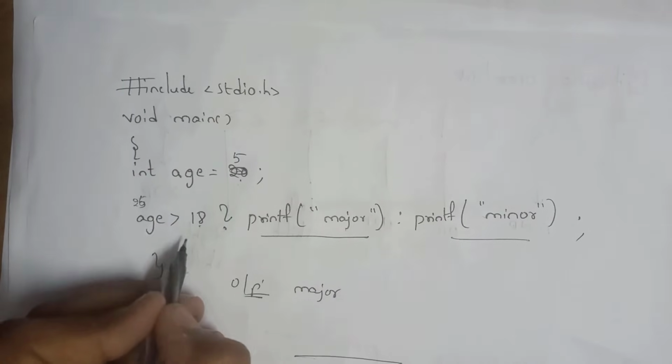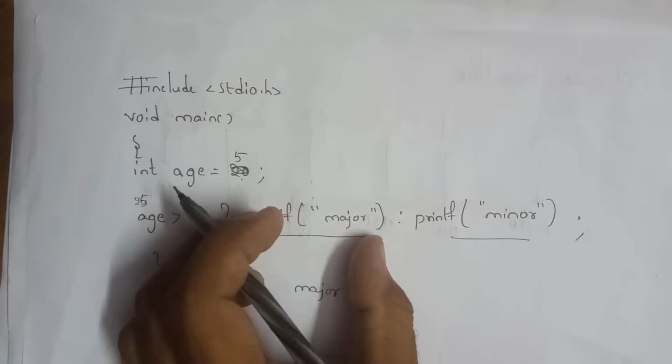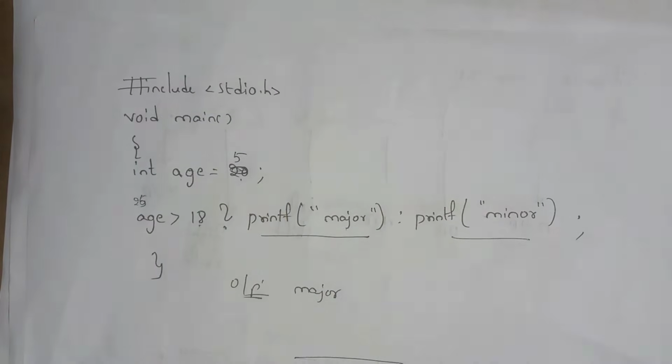5 is less than 18, so I will get output as minor. This is the same as an if-else statement. If the condition is true, this statement will be executed. Else, the next statement will be executed. This is a C program for the ternary operator.